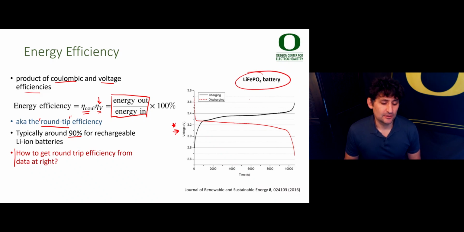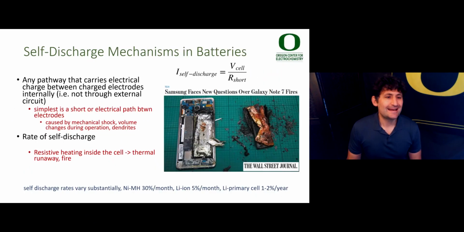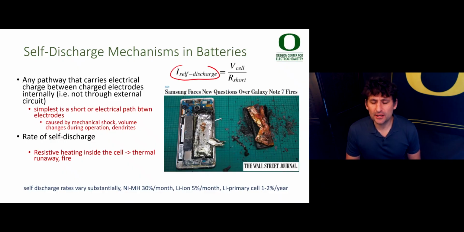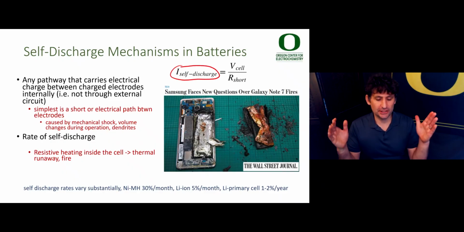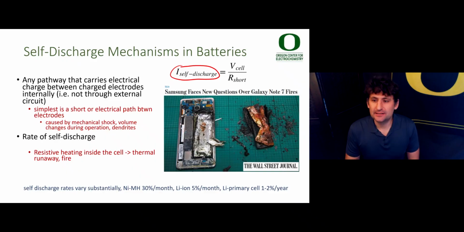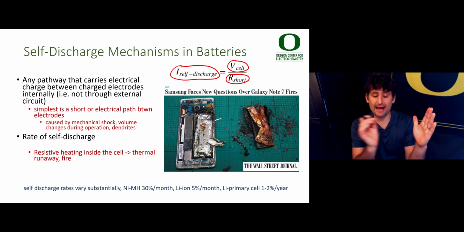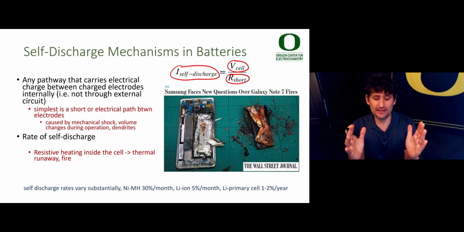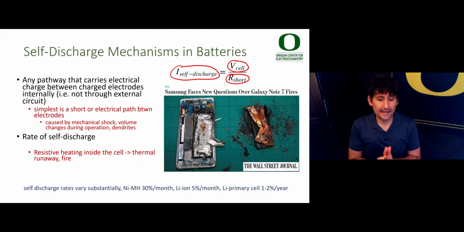battery cycling response. Now let's talk about self-discharge mechanisms in batteries. In any battery, there's an internal current that is flowing, that is discharging the anode and cathode. The self-discharge current is given by the total cell voltage divided by the resistance of any shunt or short pathways internal to the cell. This is something you don't want to happen.